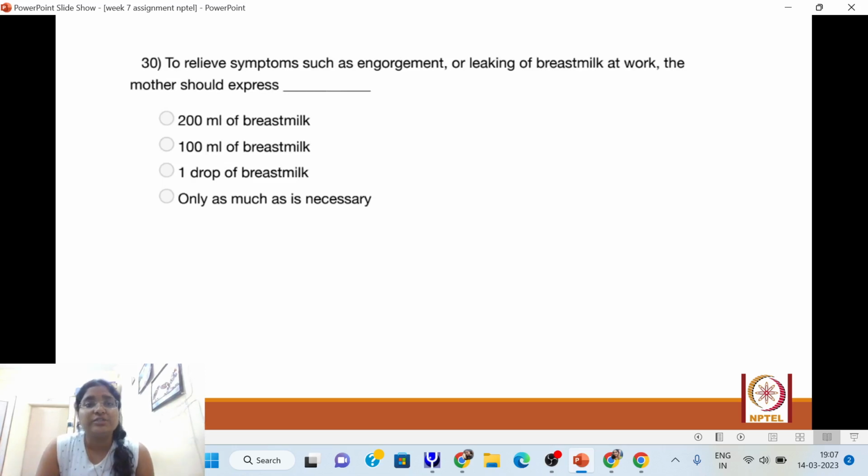Okay. To relieve symptoms such as engorgement or leaking of breast milk at work, the mother should express 200 ml of breast milk, 100 ml of breast milk, 1 drop of breast milk, or only as much as is necessary.